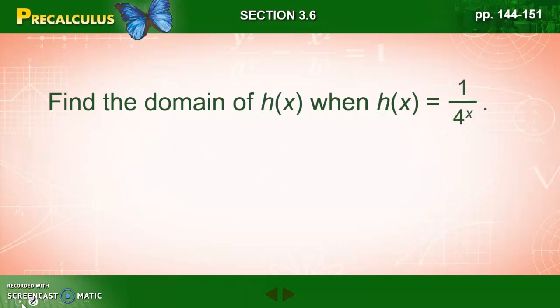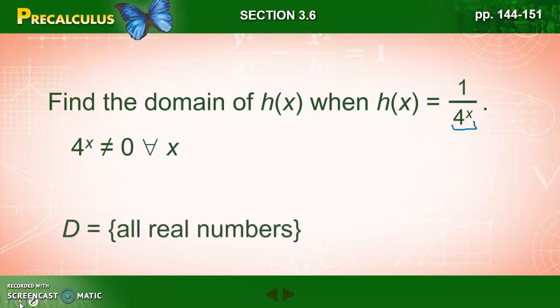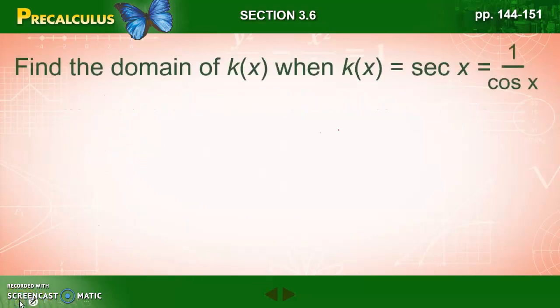Let's find the domain of h of x when h of x equals 1 over 4 to the x. Again, we're wanting to know what values of x we can use that will not give us an undefined value. So let's set 4 to the x power equal to 0. It cannot equal 0. So therefore, our domain is all real numbers. We know that 4 to any number is never going to equal 0. Even 4 to the 0 power is still going to equal 1. And so therefore, our domain is all real numbers.